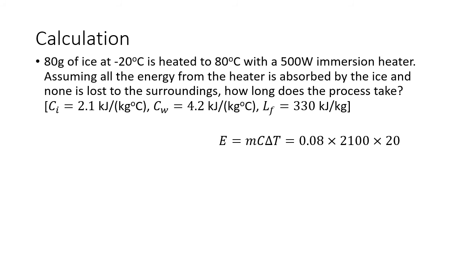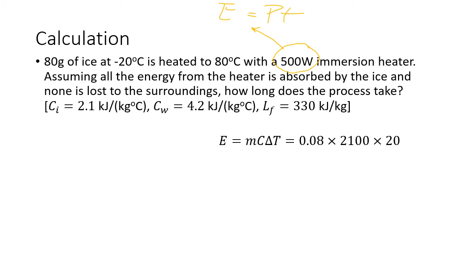Right, so a quick look at the calculation. I've gone one too far, unfortunately, so I've turned up a bit I didn't want you to see. Anyway: 80 grams of ice at minus 20 degrees C is heated to 80 degrees C with a 500 watt immersion heater. Assuming all the energy is absorbed by the ice, which is probably not true, but we're going to make the assumption that none's lost to the surroundings. How long does the process take? Well, there's no time in there. How do I get time? Well, of course, you're told power, and you know that energy is equal to power times time.